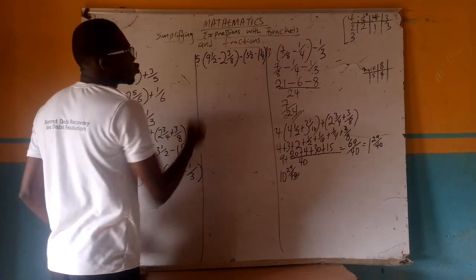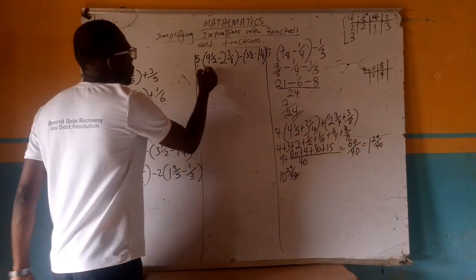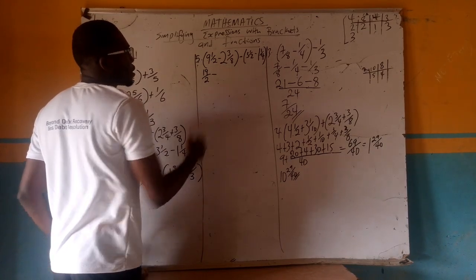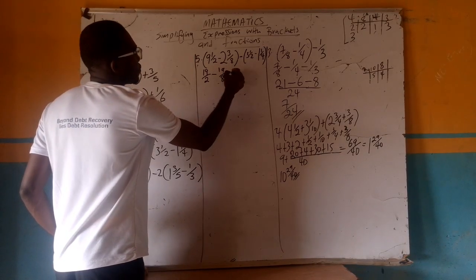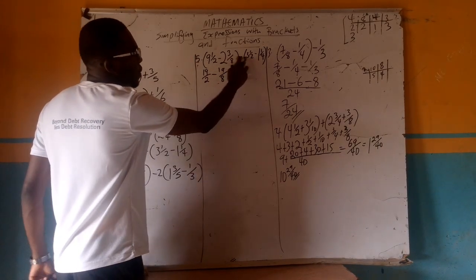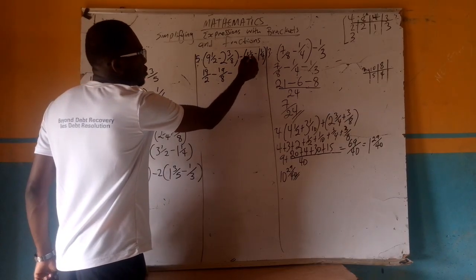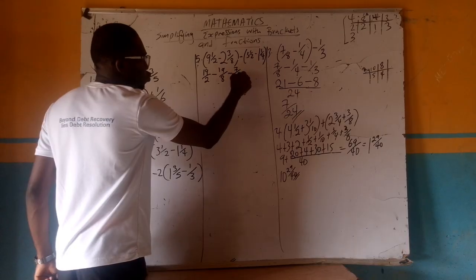9 times 2 plus 1. 9 times 2 is what? 18. 18 plus 1 will give us what? 19 over 2 minus 2 times 8 is 16. 16 plus 3 will give us 19 over 8 minus, remember minus times this will give us minus. Minus times plus is minus. So 3 times 2 is 6 plus 1 will give us 7 over 2.